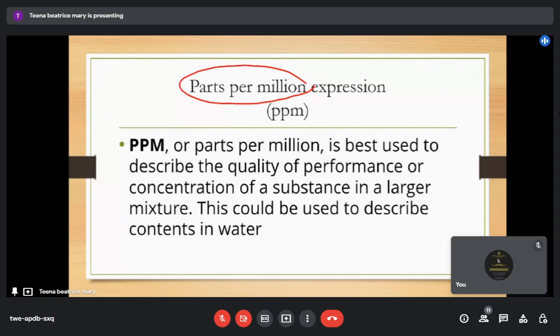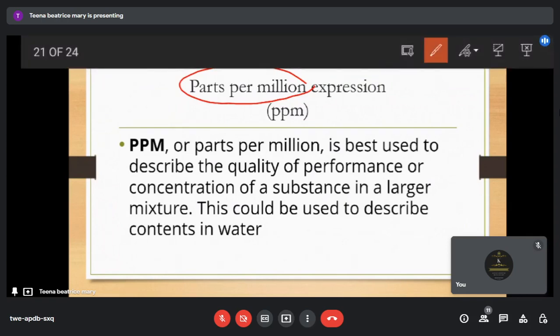So parts per million is used to describe the quality of performance or the concentration of a substance in a larger mixture. For example, if you take sea water and want to find a concentration in it, how much salt, sodium, potassium, magnesium is there, we cannot go with mass percentage or volume percentage, it is difficult. Because n number of things are mixed over there. So since the quantity of the solution is large, we can go with parts per million, finding how many parts are there in that million.